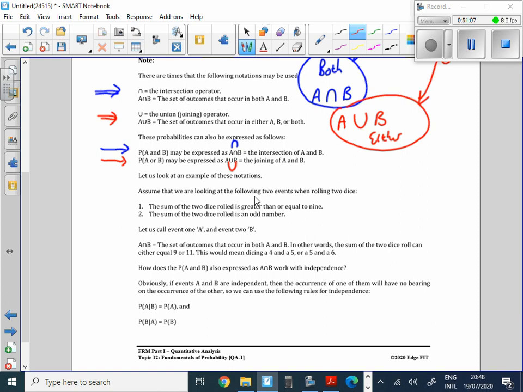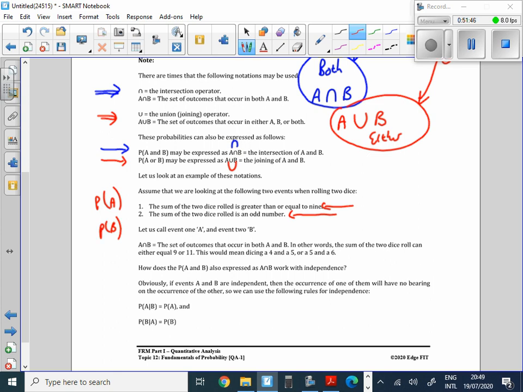Assume we're looking at the following two events when rolling two dice. That the sum of the two dice is greater or equal to 9, and that the sum of the two dice when I roll them is an odd number. We're going to call event 1 A. And what's the probability of A? A is that it's greater than or equal to 9. And B is that the sum of the two dice is equal to an odd number.